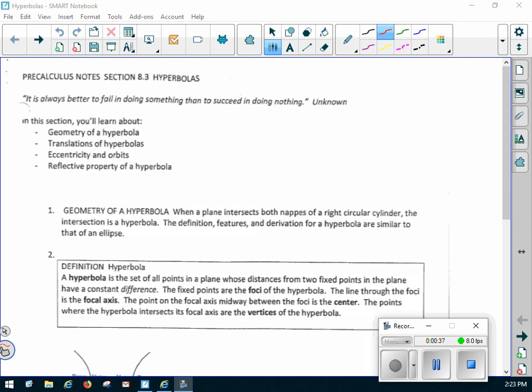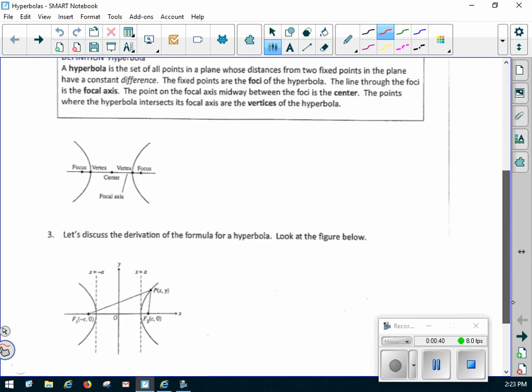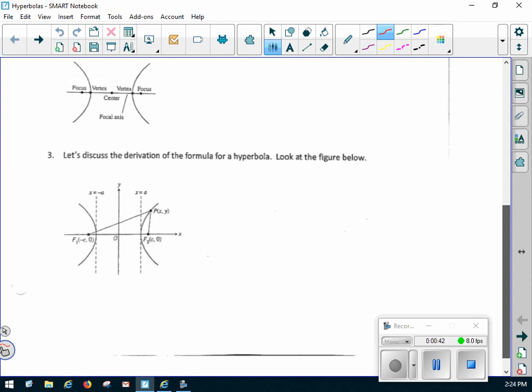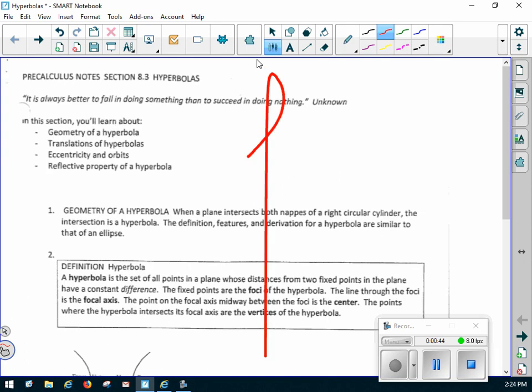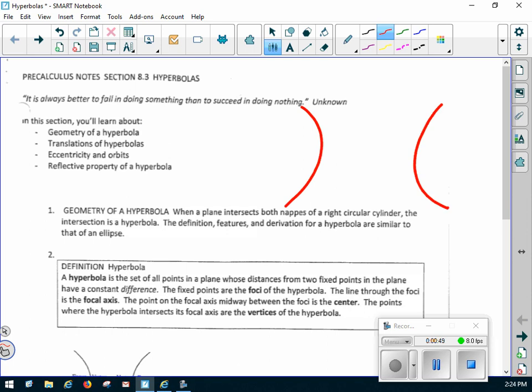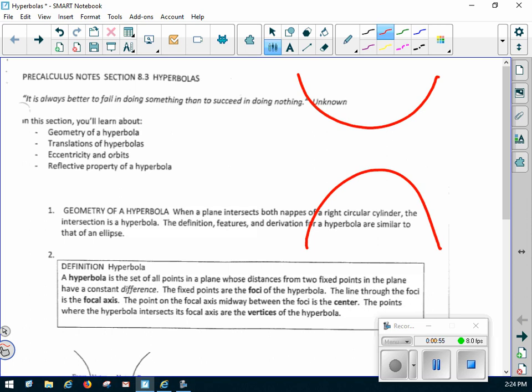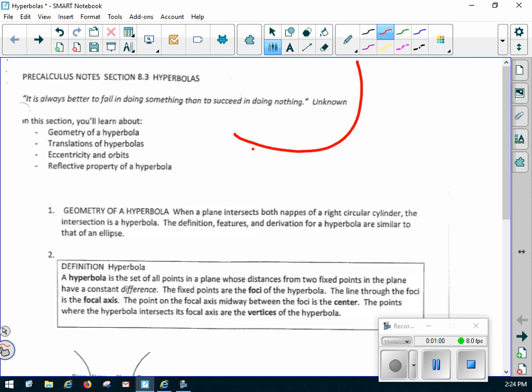You have seen hyperbolas. You just may not have known what they were. Hyperbolas look like this. Whoa, not like that. I don't even know what that is. Hyperbolas look like this. Or hyperbolas look like this. Hyperbolas transformed can even look like this. Now, they do have a line of symmetry. Okay?